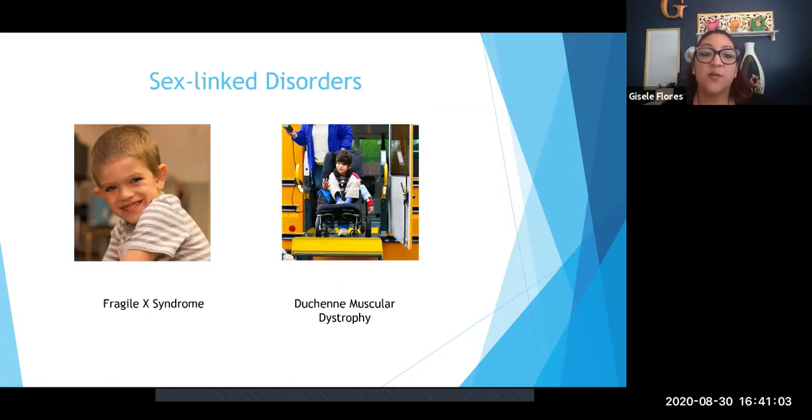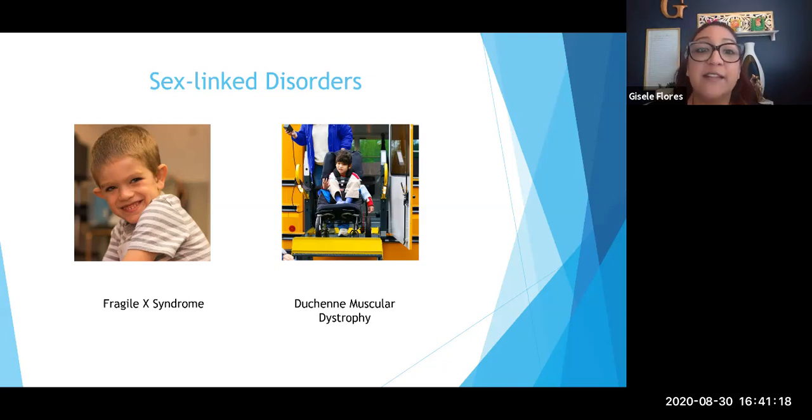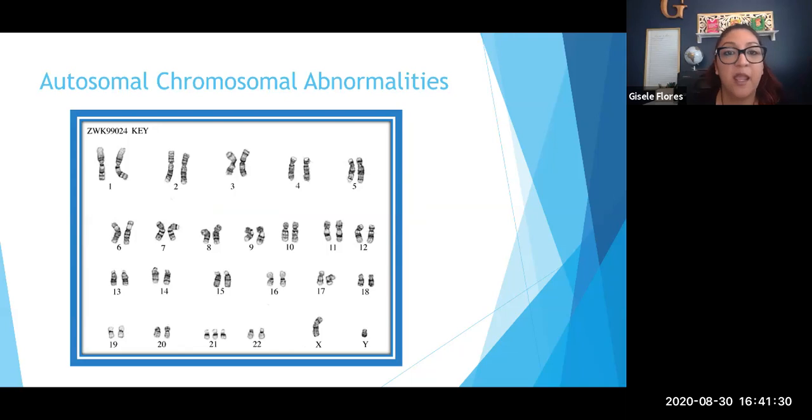Examples of sex-linked disorders are Fragile X syndrome and Duchenne's muscular dystrophy. So each of these is more typically found in boys, but it does not mean that girls aren't affected at all. We do see girls with Fragile X syndrome and with Duchenne's muscular dystrophy. They just make up a much smaller percentage of children who are diagnosed with these conditions.